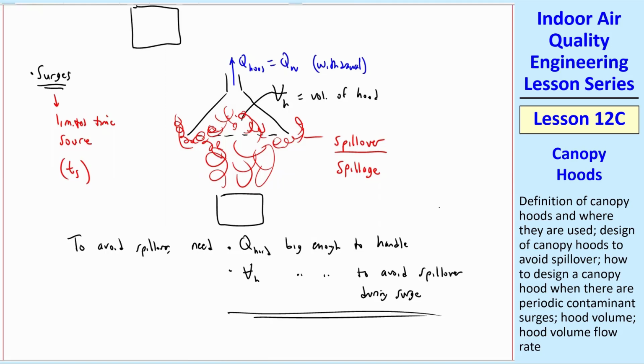On the other hand, you may have enough volume flow rate on average, but if your hood doesn't have a big enough volume, it'll start spilling over before this thing shuts off. Once this source quits, you have all this smoke that can slowly be drawn out, so you have to have a big enough volume as well.